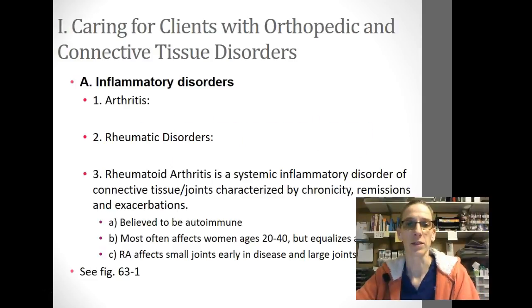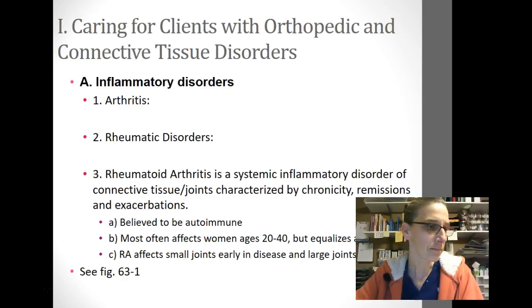We're going to start with inflammatory disorders. So caring for clients with orthopedic and connective tissue disorders, inflammatory disorders such as arthritis, rheumatic disorders, rheumatoid arthritis, and then be sure you review figure 63-1 in your book. Arthritis is a general condition that's characterized by inflammation and degeneration of a joint. I know you usually hear older people having arthritis, but it doesn't have to happen in just older people. But basically what it is just this inflammation and degeneration of the joint.